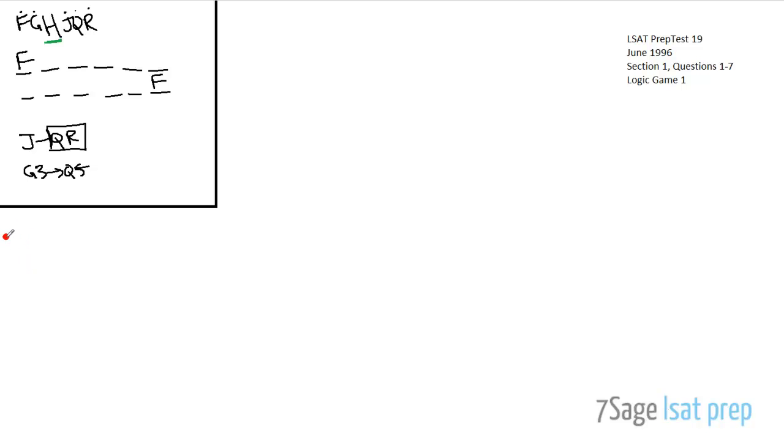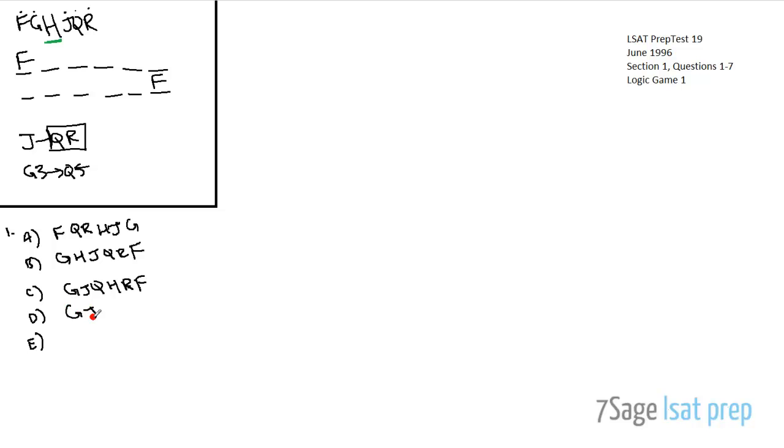Okay, so question 1. This is just your typical acceptability question, right? Which of the following is in order from day 1 to day 6? So let's reproduce them so we can talk about them. B is G, H, J, Q, R, F. And then we have G, J, Q, H, R, F. We have G, J, Q, R, F, H. Then we have J, H, G, Q, R, F.